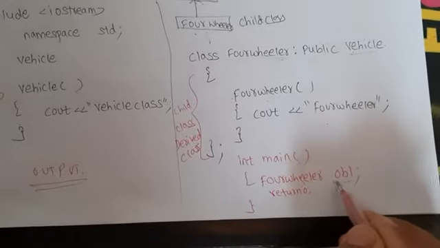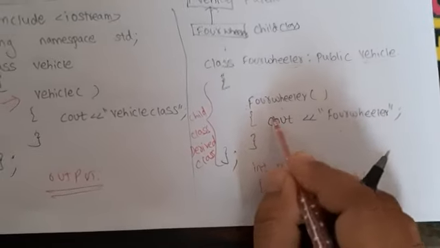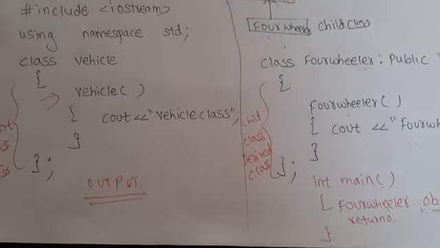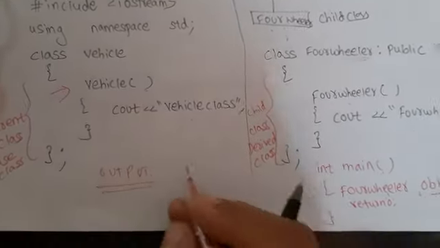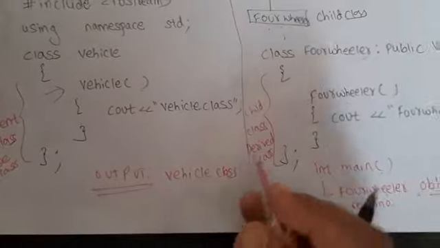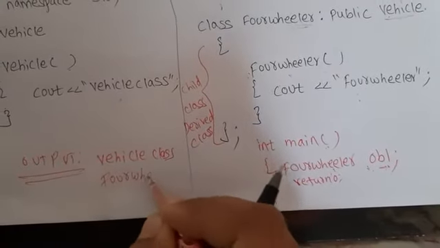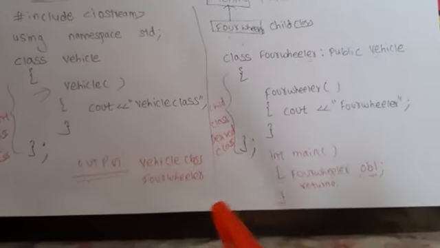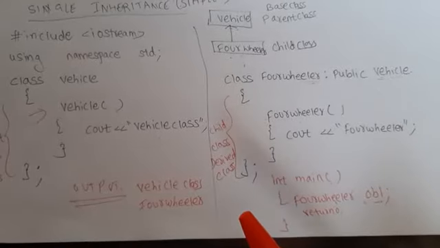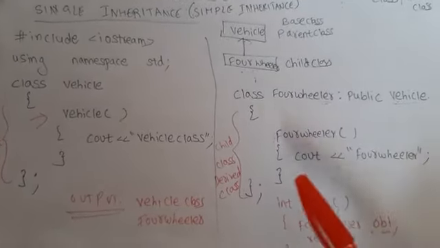Again I will repeat, when you create an object for the child class, it is going to invoke the parent constructor. So it is going to print the vehicle class first. Then it is going to invoke the child one, that is four-wheeler. So this is the output of your program. So it means that constructor invocation will always be from the parent to the child. Destructor invocation will be from the child to the parent.